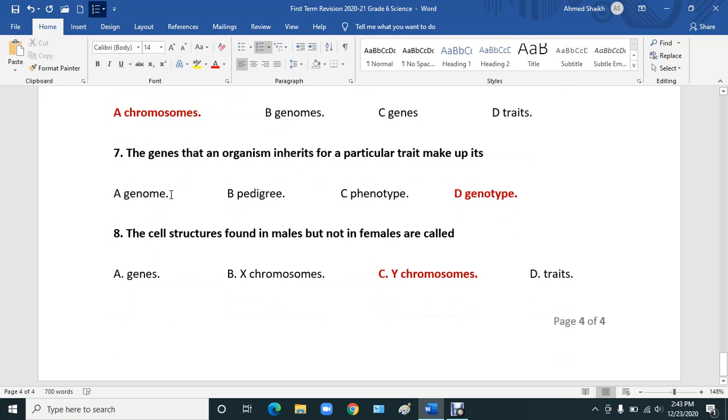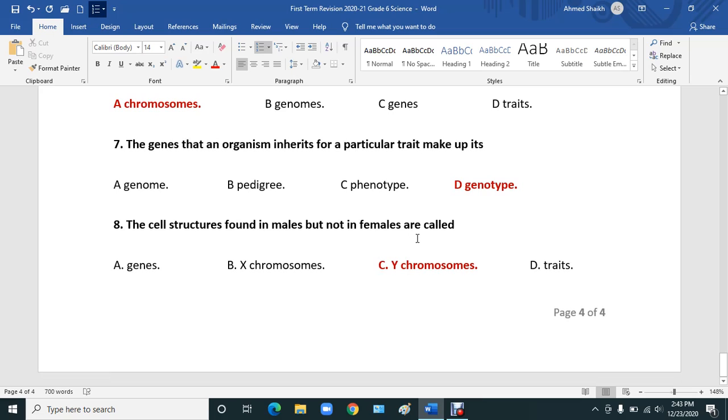Number 7: genes that an organism inherits for a particular trait make up its genotype. And last, the cell structure found in males but not in females is called the Y chromosome. So these are the important questions which we have already studied in the revision task. So this will definitely help you in your examination.